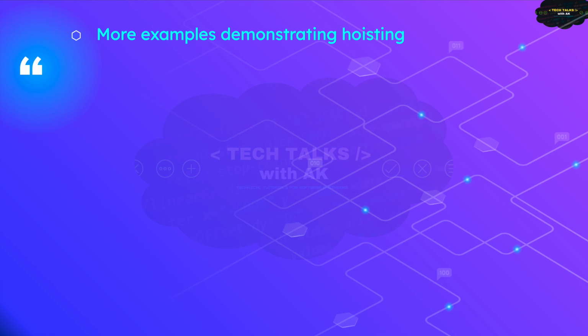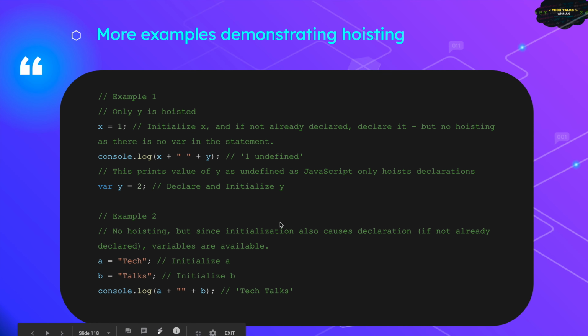Let's look at a few more examples of hoisting. Example 1, only y is hoisted. x is equal to 1 initializes x, console.log(x + ' ' + y). Because x is not declared yet, it has been initialized only, so x will not get hoisted. So it will print 1 undefined, because 1 is the value of x. And where y is equal to 2, we declare y and initialize y with the value of 2, so y will be hoisted.